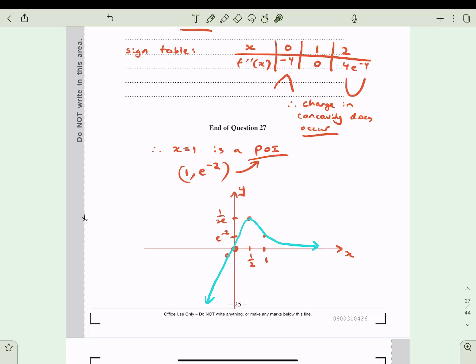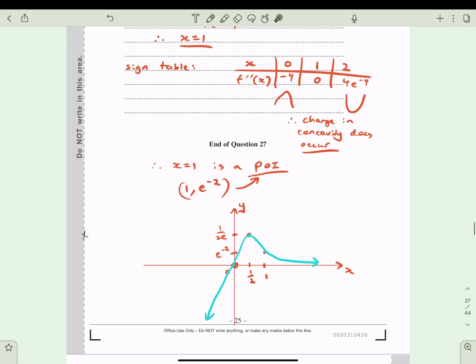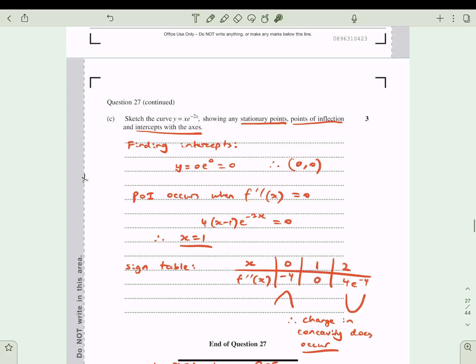Hopefully everyone can see that. Since we are not allowed to touch the x-axis, we have to approach it like an asymptote. That's why the line looks like this. Cool, and that should be it for question 27. Overall, a pretty challenging one, especially with the sketch.